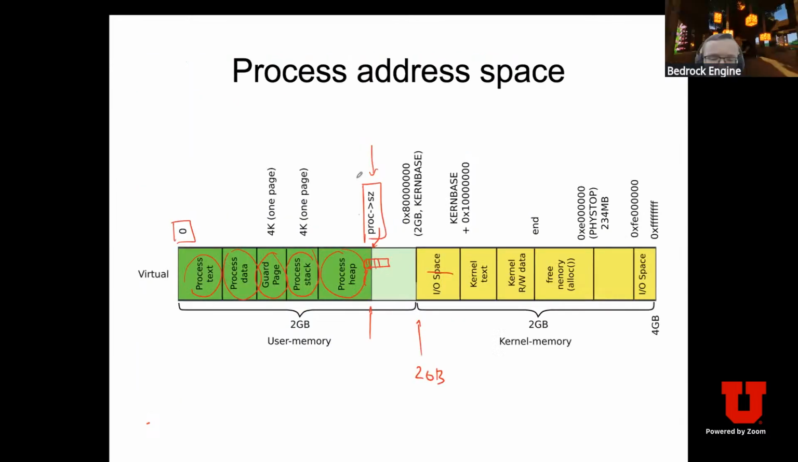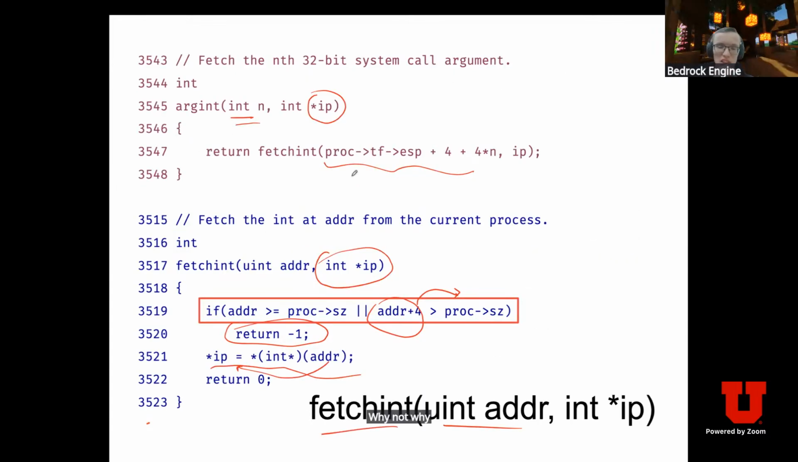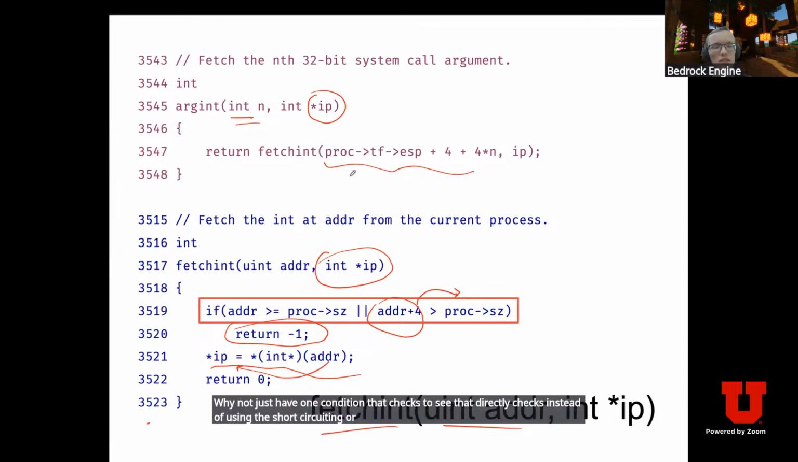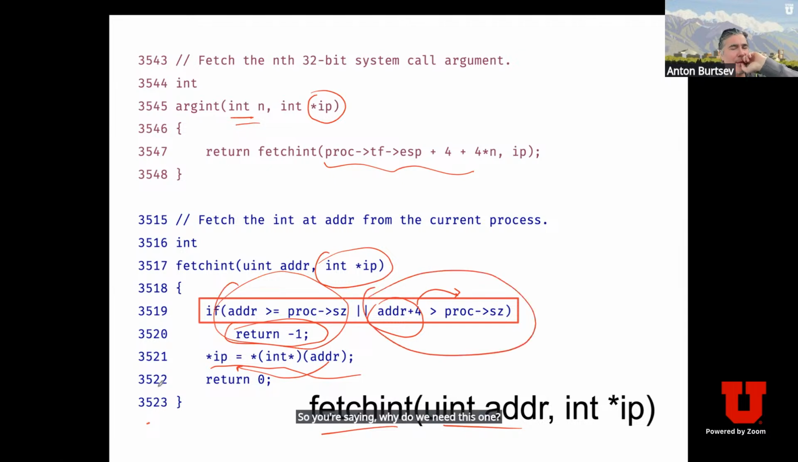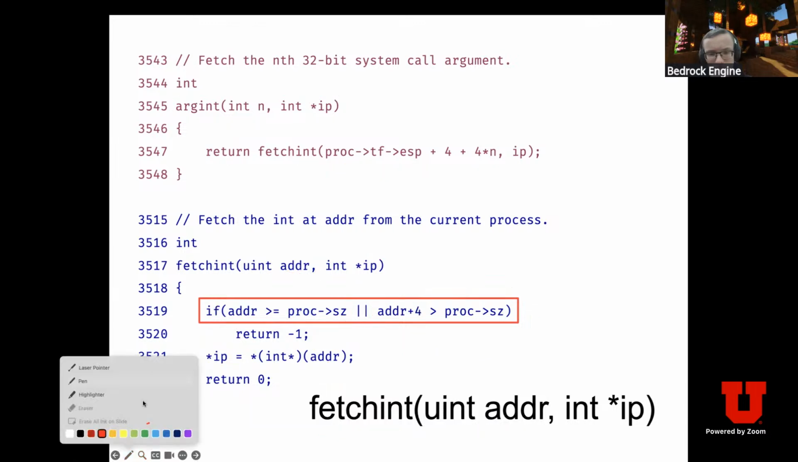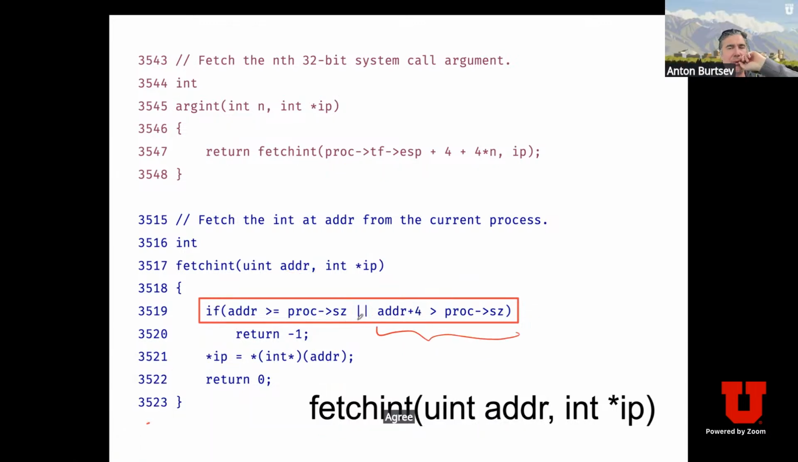Why not? Why not just have one condition that directly checks, instead of using the short circuiting? Great question. Do you know the answer? It's a Google level interview question. So you're saying, why do we need this one and not just this one? Is that what you're asking? Why not just add or plus? Can anyone answer?